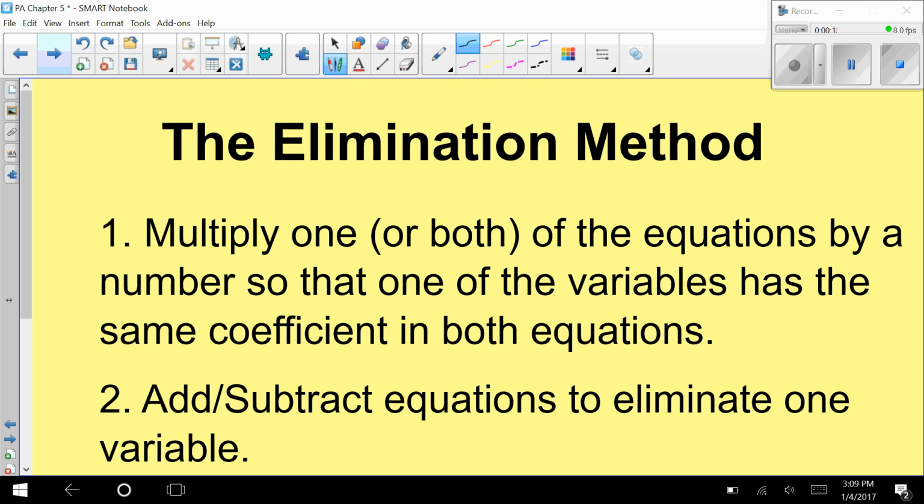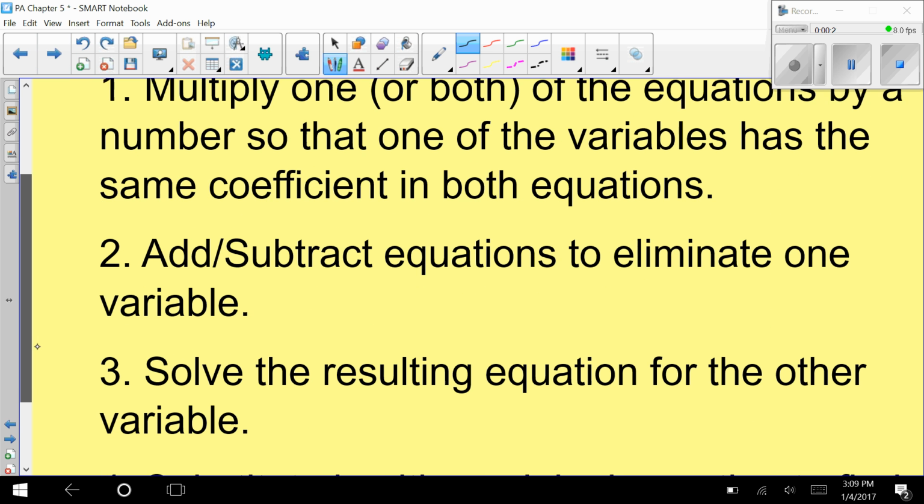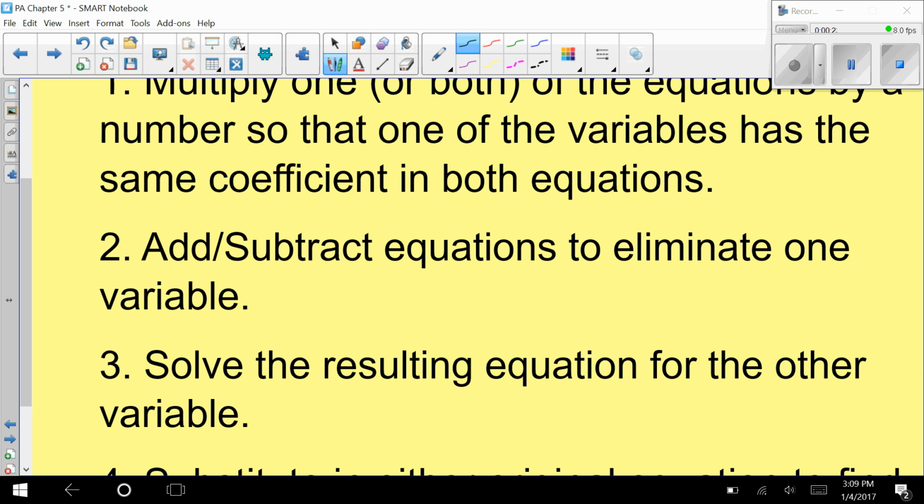Multiply one or both of the equations by a number so that one of the variables has the same coefficient in both equations. Step 2. You will add or subtract the equations to eliminate one variable. You'll add if the equations have the same coefficient but just opposites, like a 3 and a negative 3. You will subtract the equations if it's the exact same coefficient, so 3 and 3.